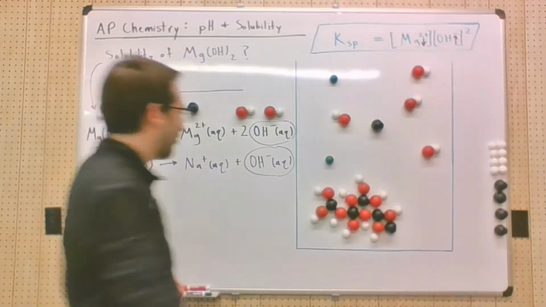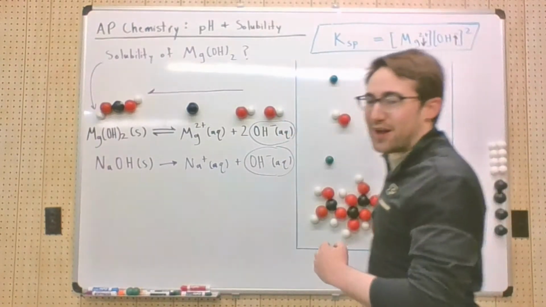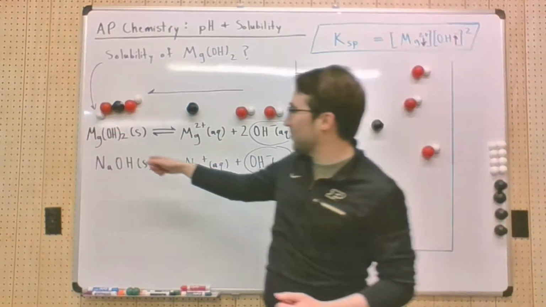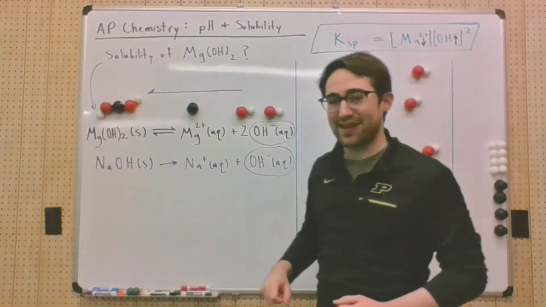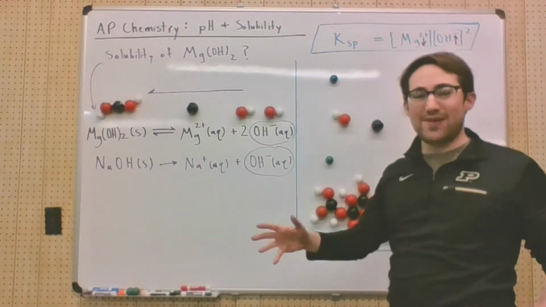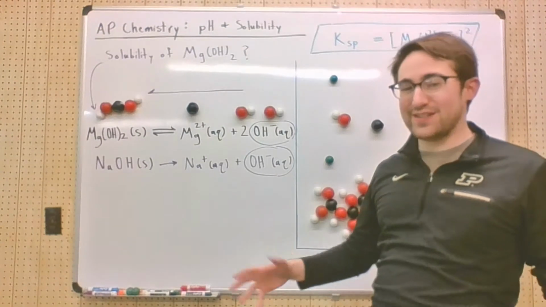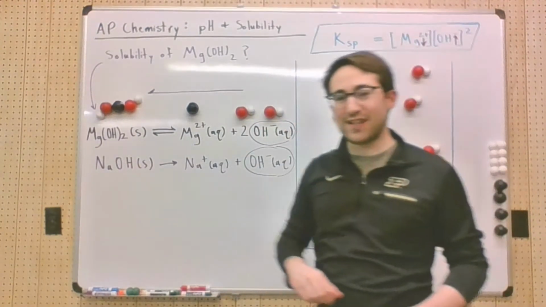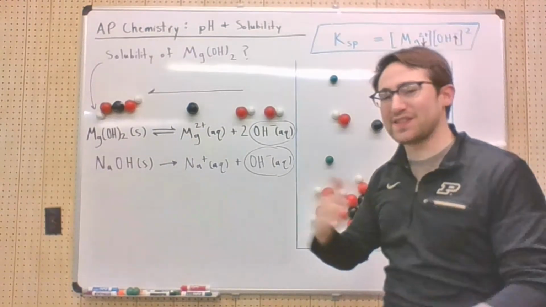Well, the more OH- there is, the more I've got to push the reaction back to the left, which means the less soluble this is, the more precipitate I'm making. Okay? So you could make a statement that the higher the pH is, the more basic the solution is, the less soluble magnesium hydroxide is. We could also take this the other way.